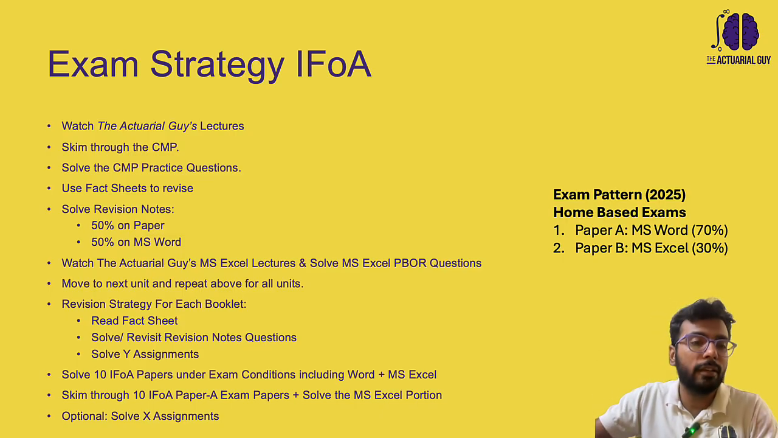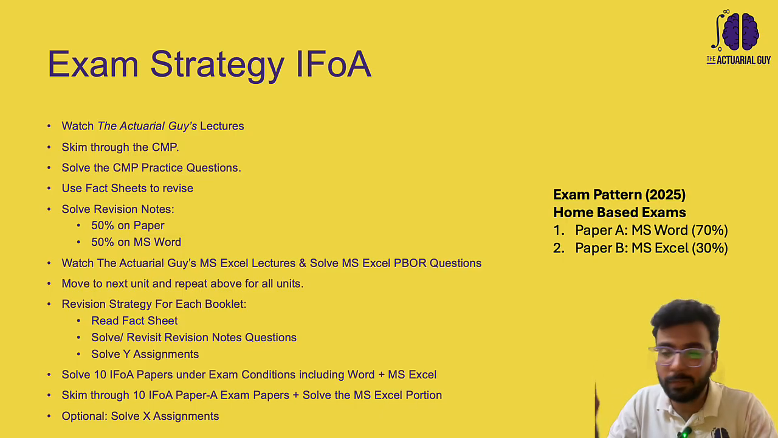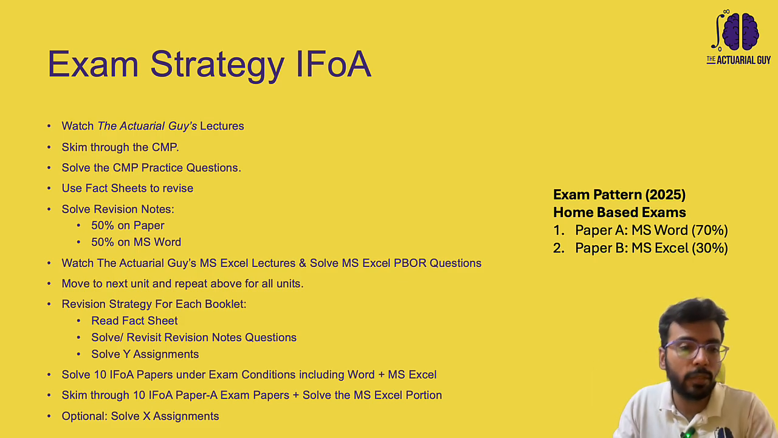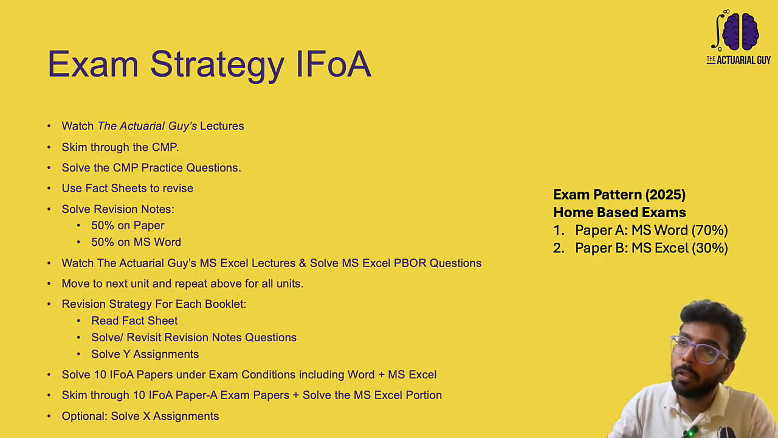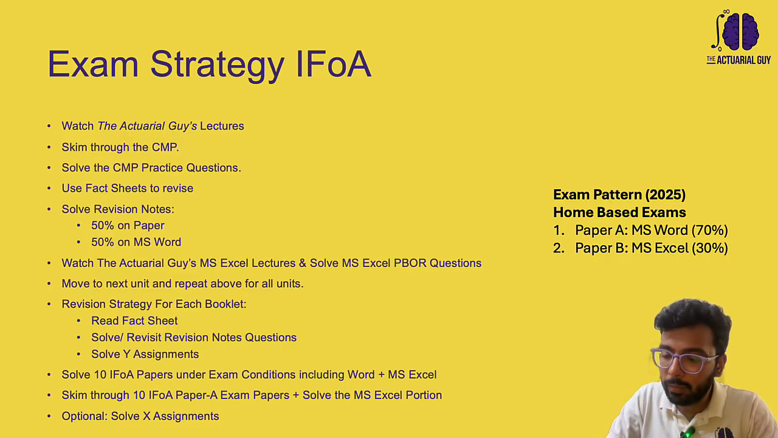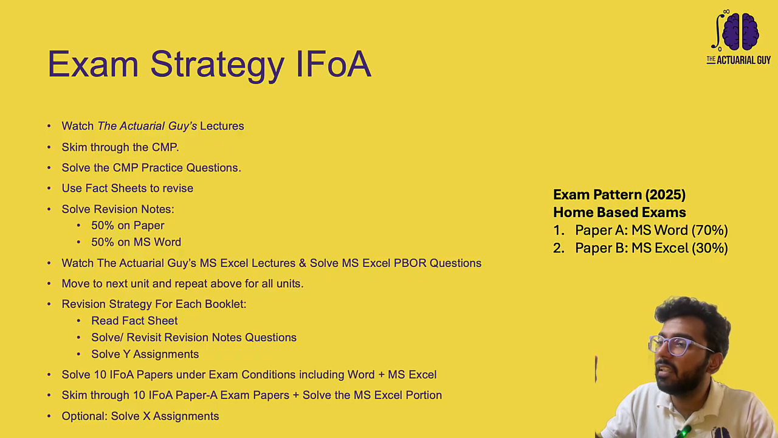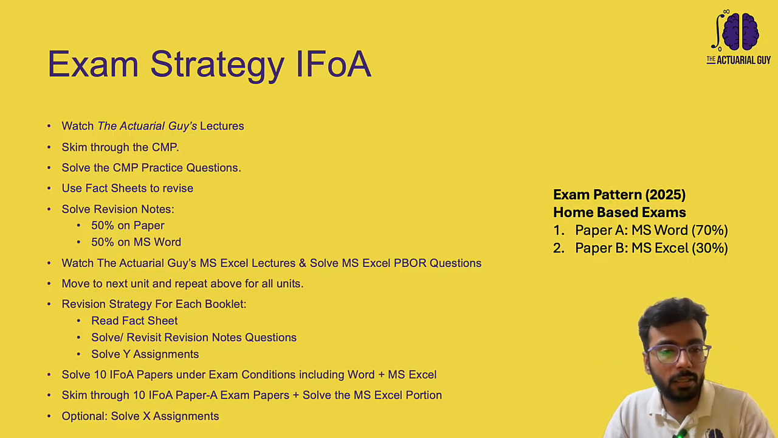Then you have to go through the revision notes again. You have to read the fact sheets. Fact sheets are really good summaries of every chapter. They provide you all the formulae, all the techniques that are required for the exam for a given chapter. So you read through the fact sheet, you have revised the chapter, you revisit the revision notes, going through the questions where you got stuck the first time. What were the things you found tricky? You go through those questions again. You don't need to solve the entire booklet a second time. Then you solve the Y assignments, which is the Excel revision material.